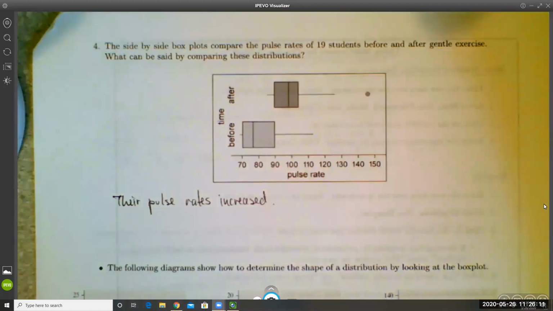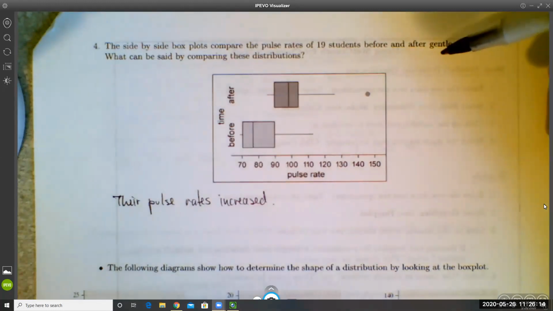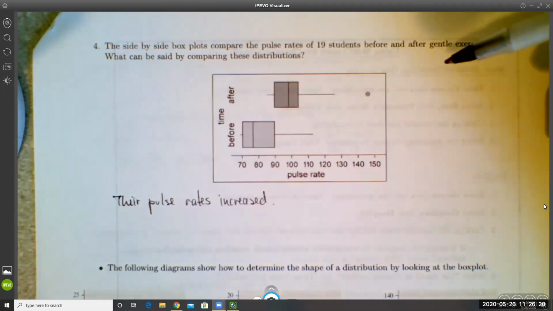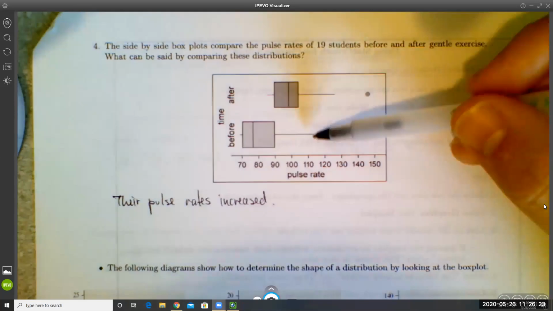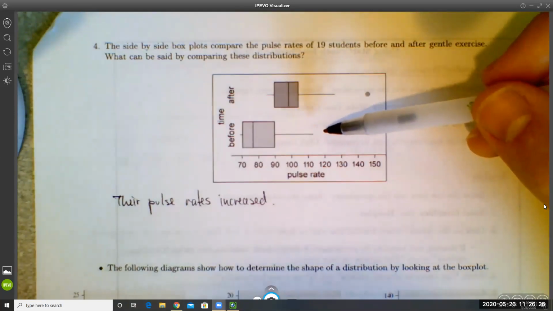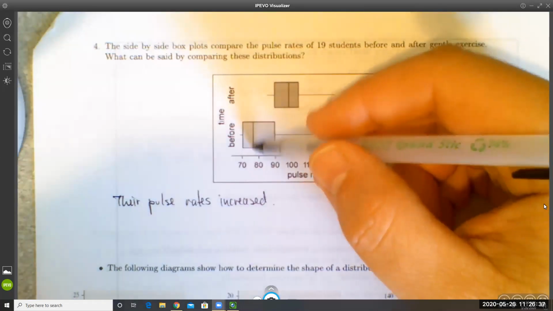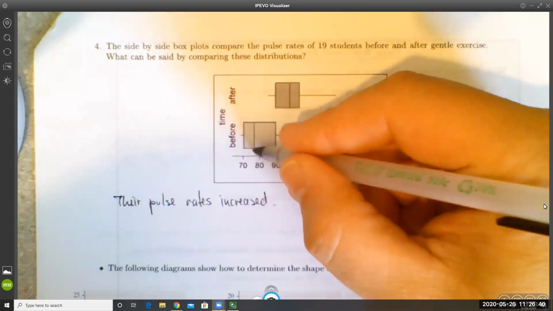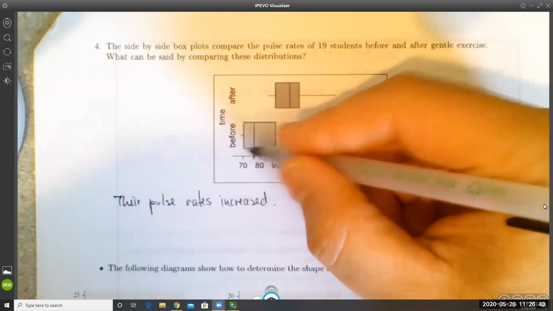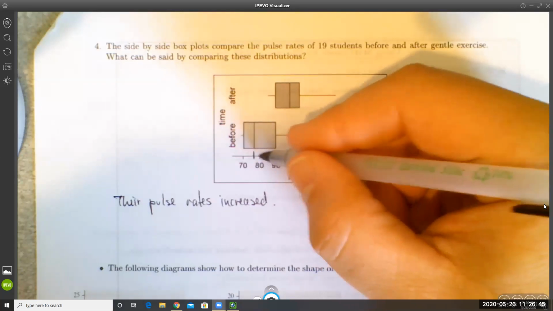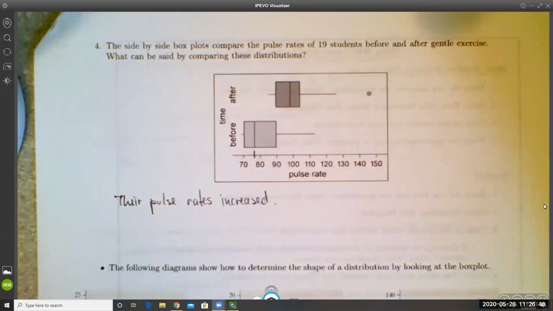Of course. But I'm going to ask you some questions, and what I want you to do is think of your response and write down your response before I give you the answer. If you're looking at the before group here, what would the median of the before group be? Remember in your box plot, the median is the line in the middle of the box. So this is the median line here. If you drag that down to the number line, I would say maybe 77, 78, something like that. So the median of the before group is maybe 77 or 78.